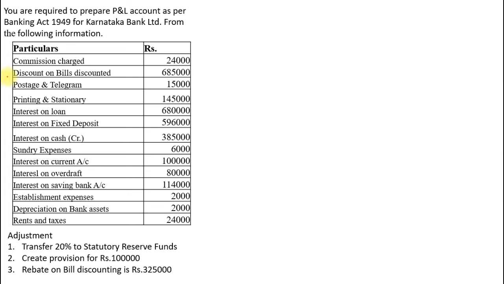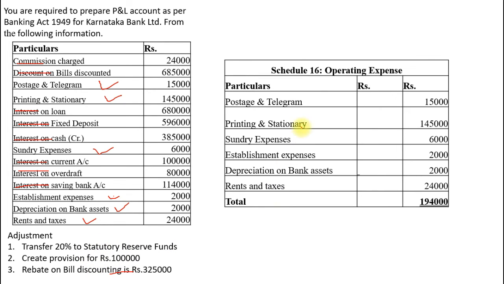So very simple. Again, first we'll mark out commission is done, discount is done, all the interests are done. So now let us check what all expenses are available. Postage and telegram, yes. Printing and stationery, yes. Sundry expense, yes. Establishment expense, yes. Depreciation on bank asset, yes. And rent and taxes, yes. So we have 3 and 3, 6 expenses. Okay, rebate is done. Reserve fund and provision doesn't come here, so there are 6 expenses.